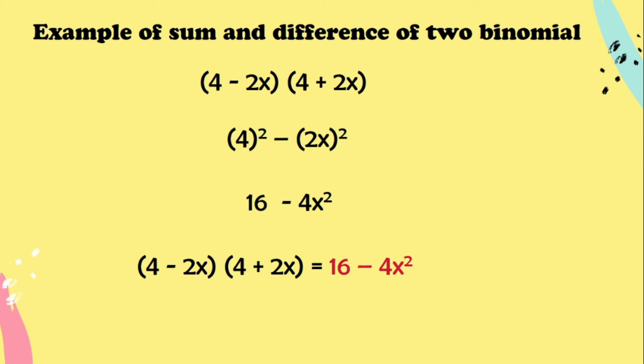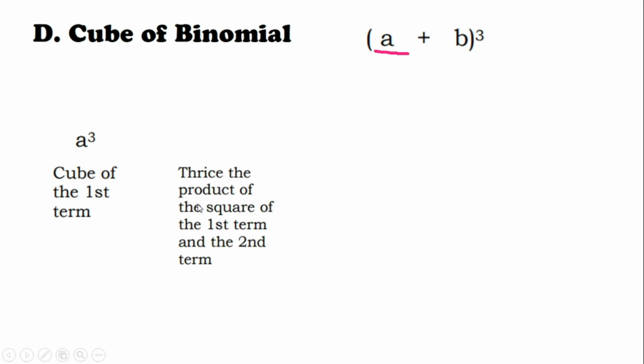Okay? Next. The last one is the cube of binomial. So, cube daw ng binomial. Ibig sabihin, binomial na naka-raise kay 3. So, we have a plus b raised to 3. Binomial, 2 terms. Ang first term natin is si a. Second term natin ay si b. Okay? So, we have first step is to cube the first term. Cube na, kasi cube na tayo eh. Cube the first term, ang first term natin is a. So, a cube.